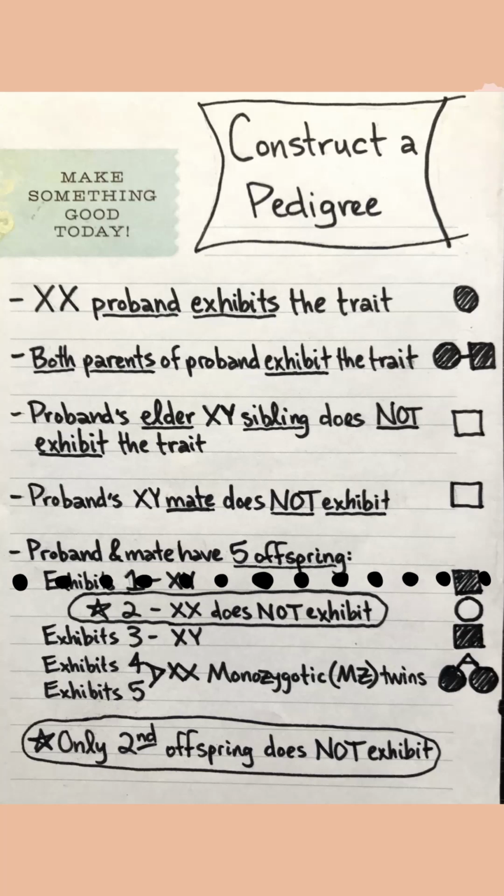The proband and mate have 5 offspring: 1, 2, 3, 4, 5. We go down the line and it tells us that only the second offspring does not exhibit the trait, which means offspring 1, 3, 4, and 5 all exhibit it. There's a symbol here, a little upside down A, and the upside down V part shows that this is a set of twins. The little straight line across shows that these are monozygotic twins, meaning this happened from one fertilization event.